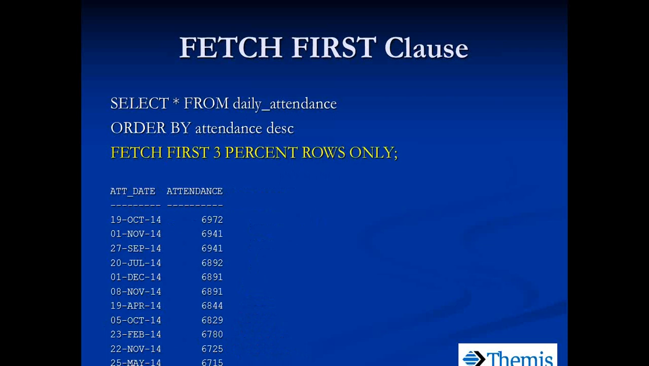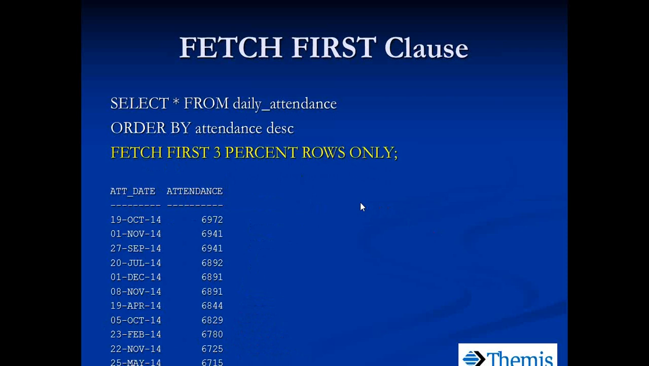Rather than getting the first number of rows, we could also do a percentage of rows. So we could fetch the first 3%, 5%, whatever, rows only. Depending on what the total number of rows is and the percentage that you want to get, you could get a different number of rows each time there. Okay, so you have that option.